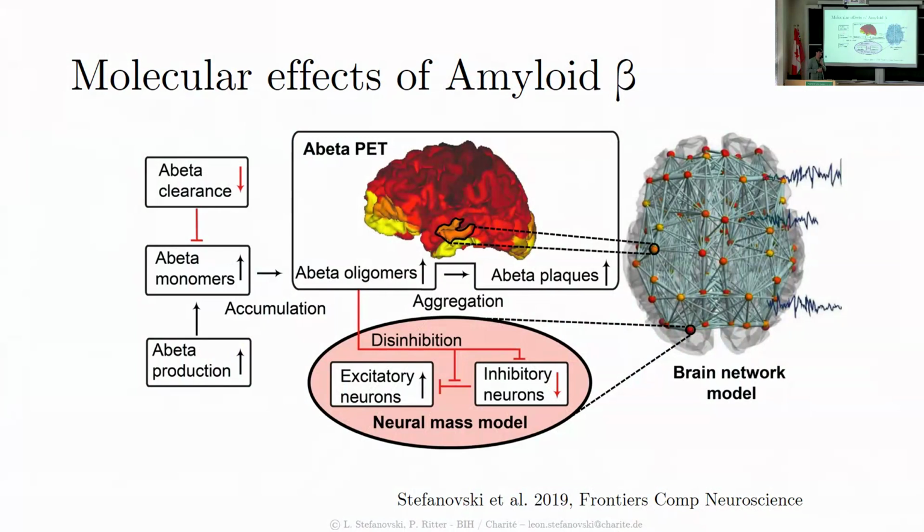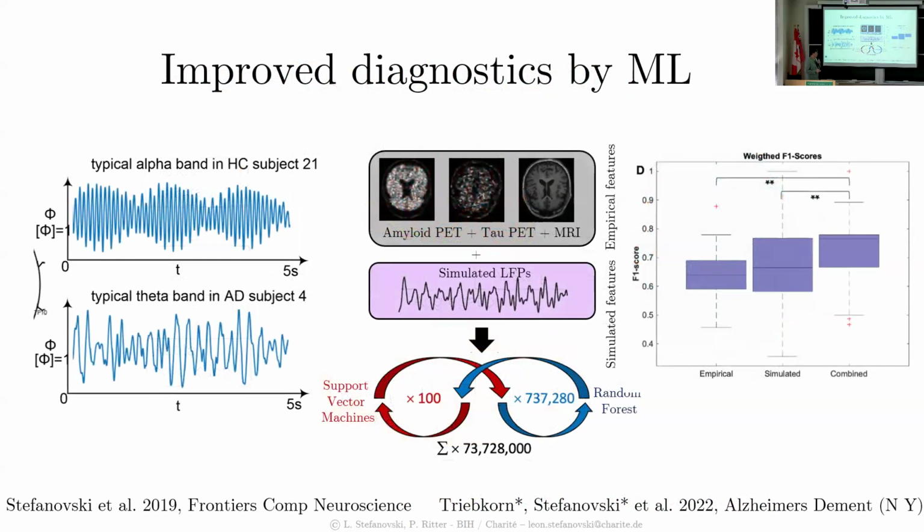And then we used a mechanism from the literature, that it is known that amyloid beta typically affects inhibitory neurons and leads to a disinhibition. And this we implemented as a cause and effect function into the model. And by doing so, we were able to reproduce phenomena that are known from Alzheimer's disease, so typically a slowing with a shift from alpha activity to theta and delta activity.